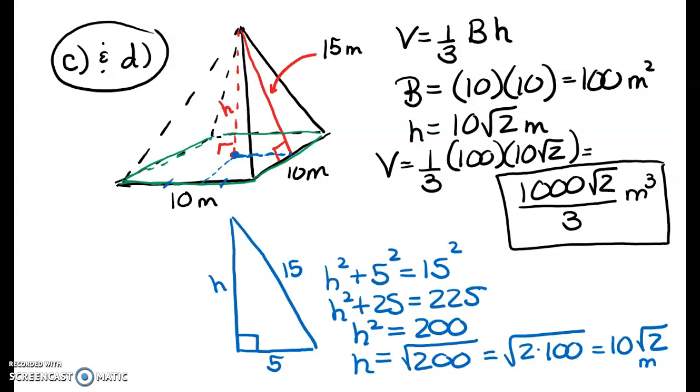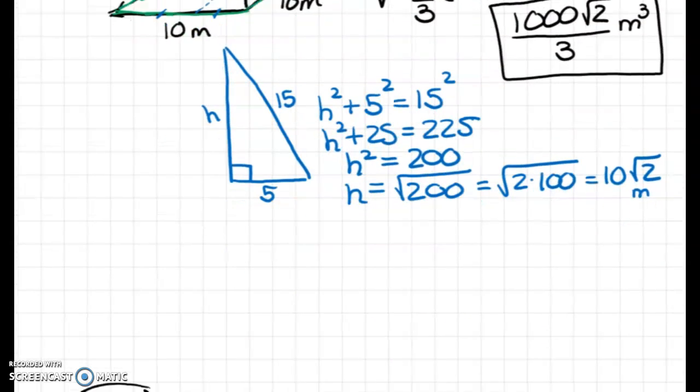You'll have to draw this triangle that is formed by your slant height, the height of your pyramid, and half one of the sides of your square base.